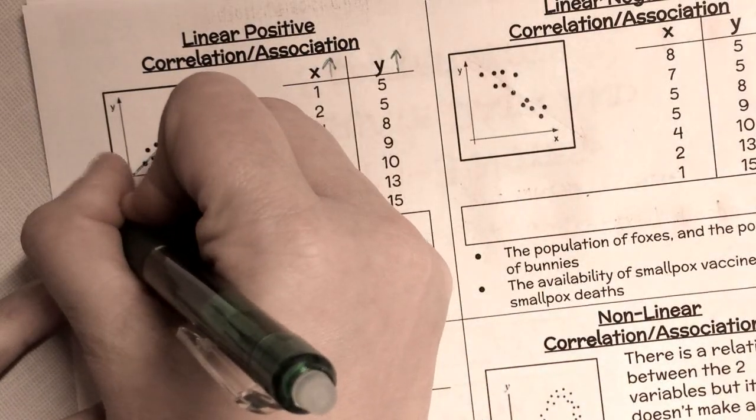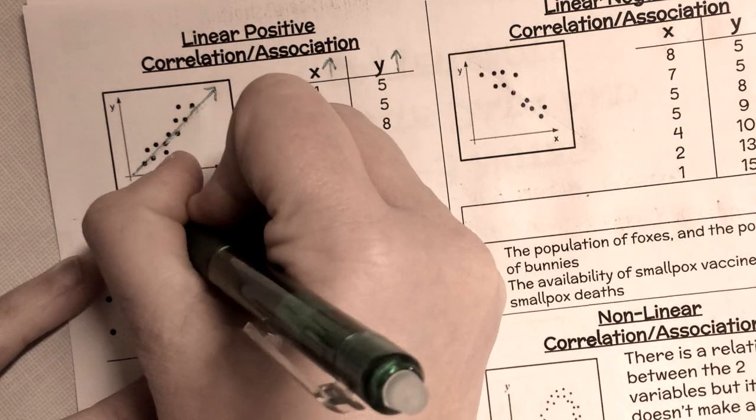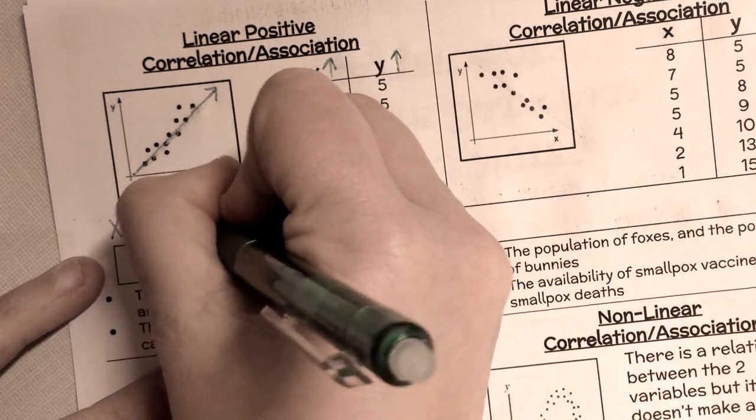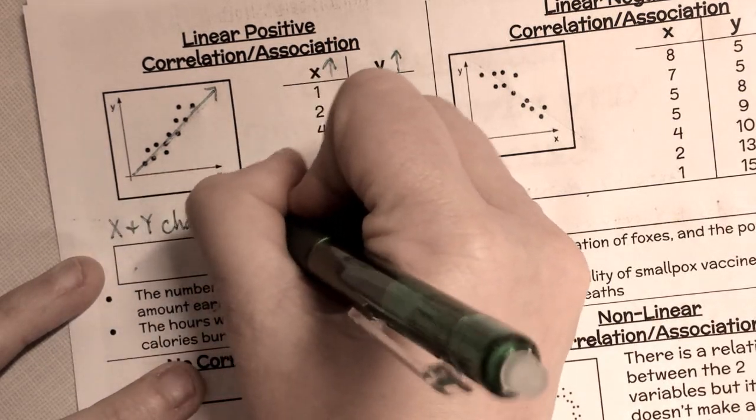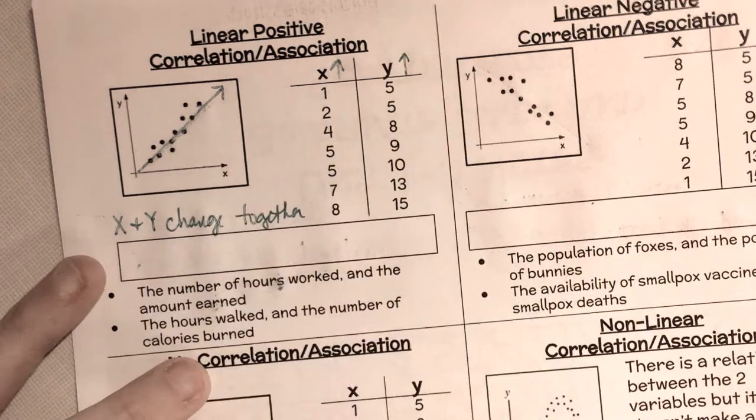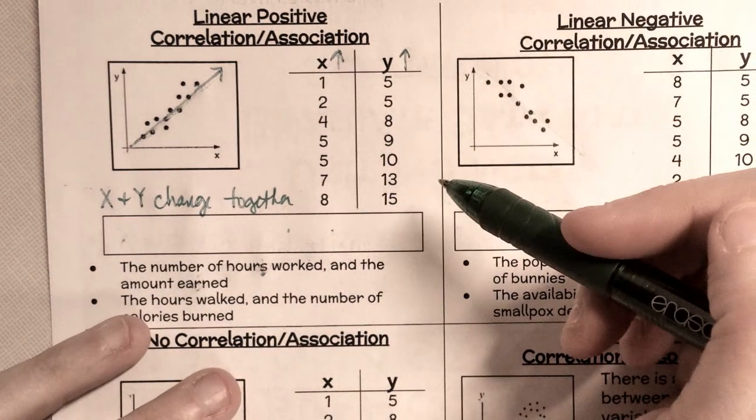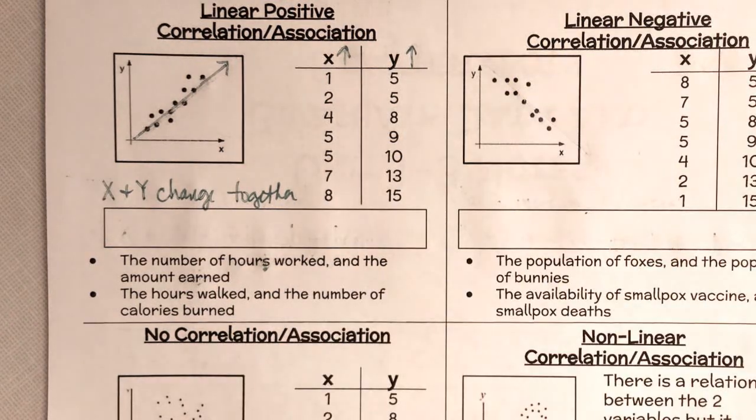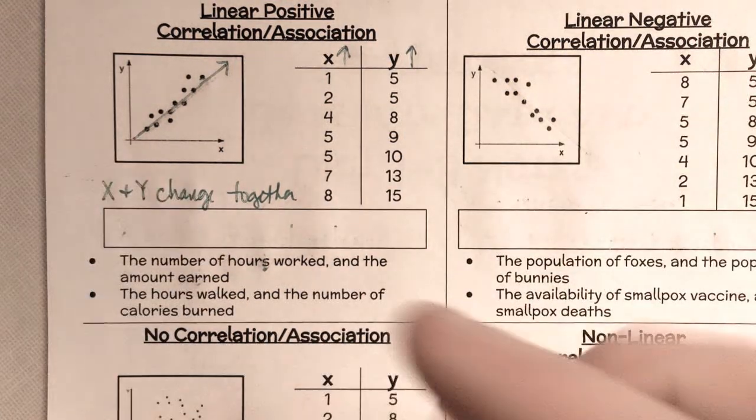So the first thing that we see is our x and y, they change together. So that means if they're both going up, if one's increasing, the other one's increasing. If one's decreasing, the other one is also decreasing.